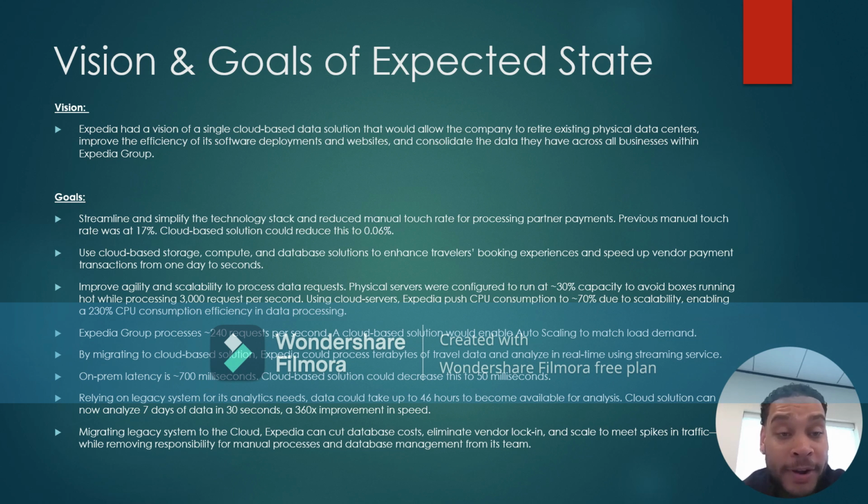And then also, by migrating the legacy system to the cloud, Expedia can cut down on database costs, eliminate vendor lock-in, and then scale to meet spikes in traffic while removing responsibility for manual processes and database management from its own team. So they were basically able to, or they wanted to be able to, transition some of these manual services from their people to the cloud-based solution.